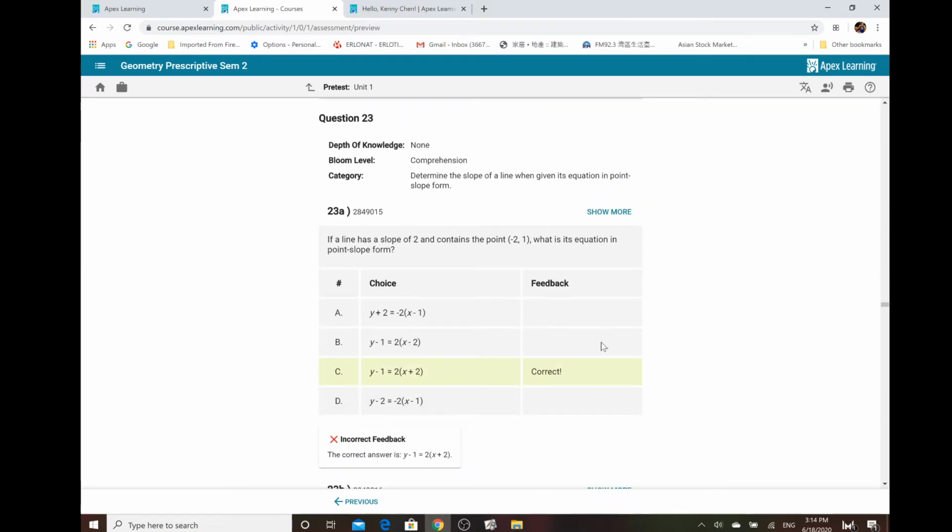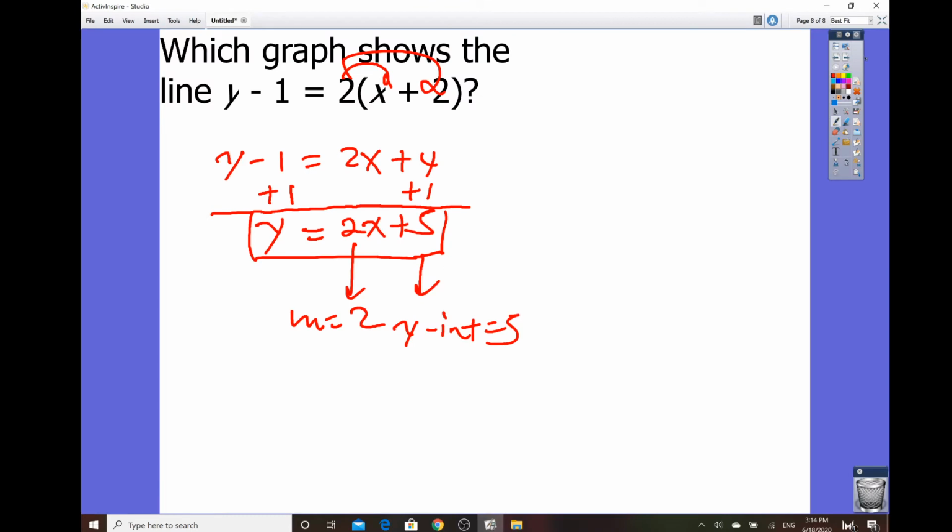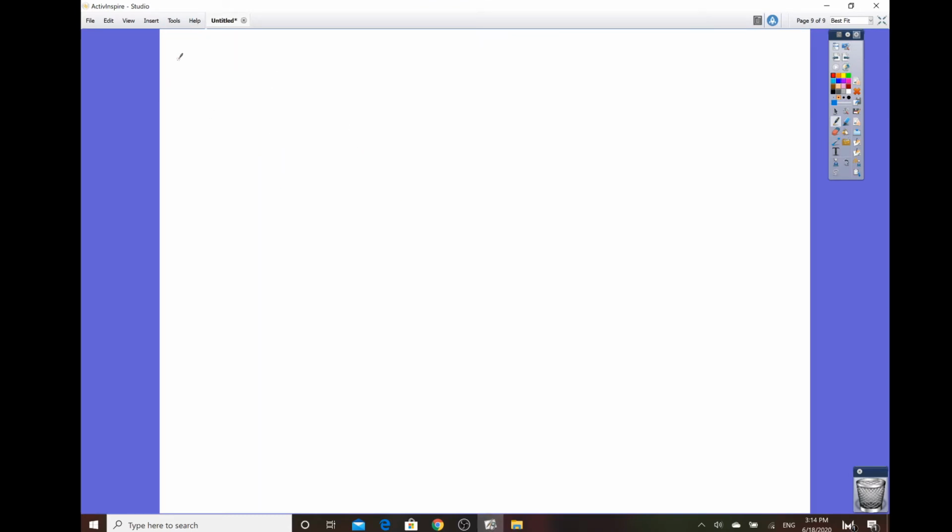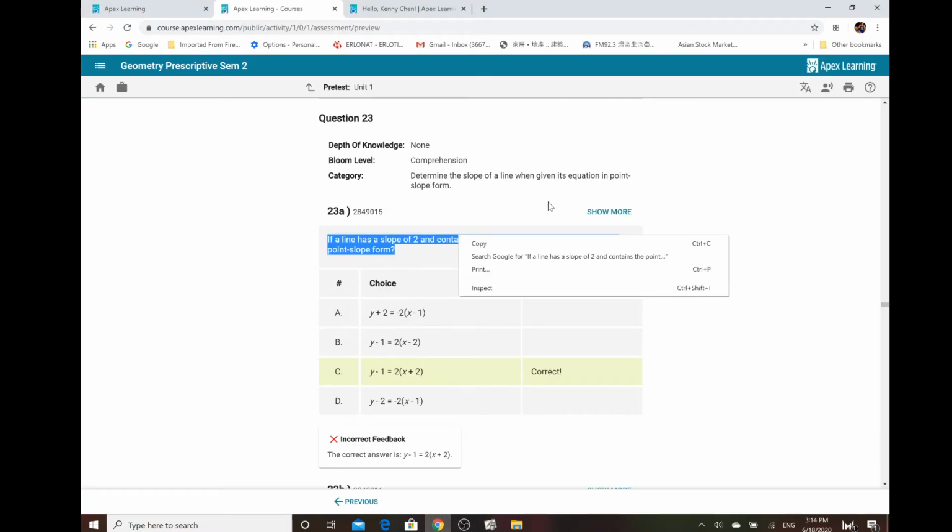Okay, so 23. If a line has a slope of 2 and contains the point negative 2, 1, what is the equation in point-slope form? So now let's do this with another slide. So let me just copy and paste. For this one here, you want to show a little bit of work on the other piece of binder paper. Oops, again, I did the wrong thing here. Okay, one more time, copy and paste.